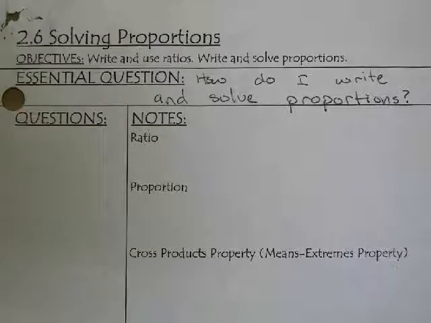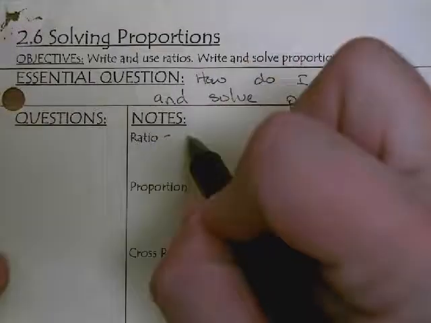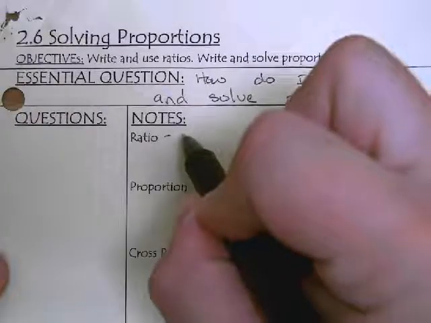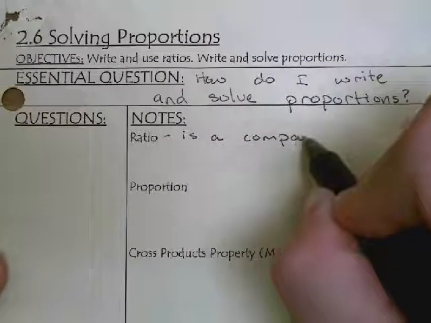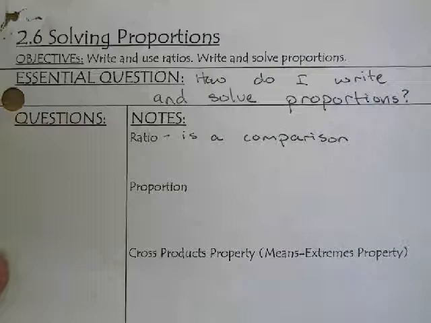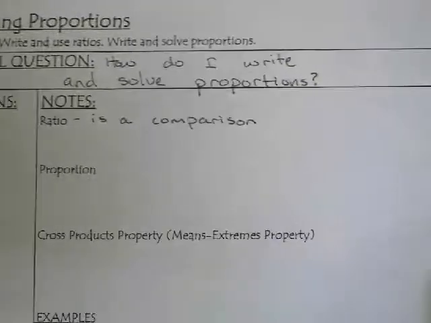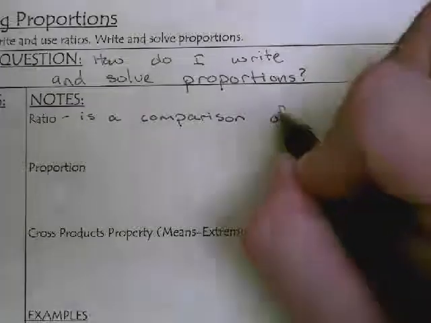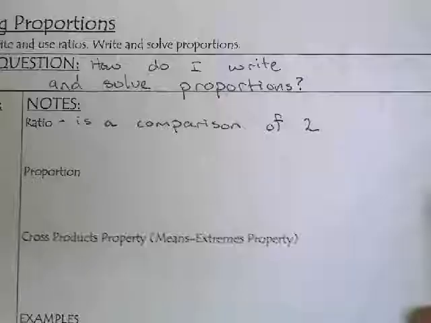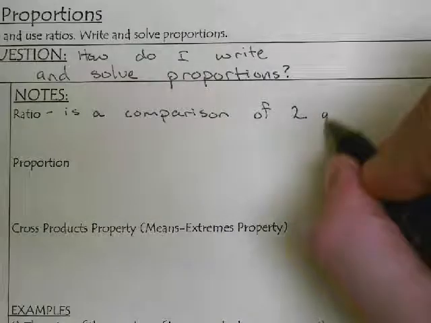But before we can have a discussion about writing and solving proportions, we'll need to talk about the individual pieces that make up a proportion. The first piece is a ratio. And a ratio is a comparison of two quantities.